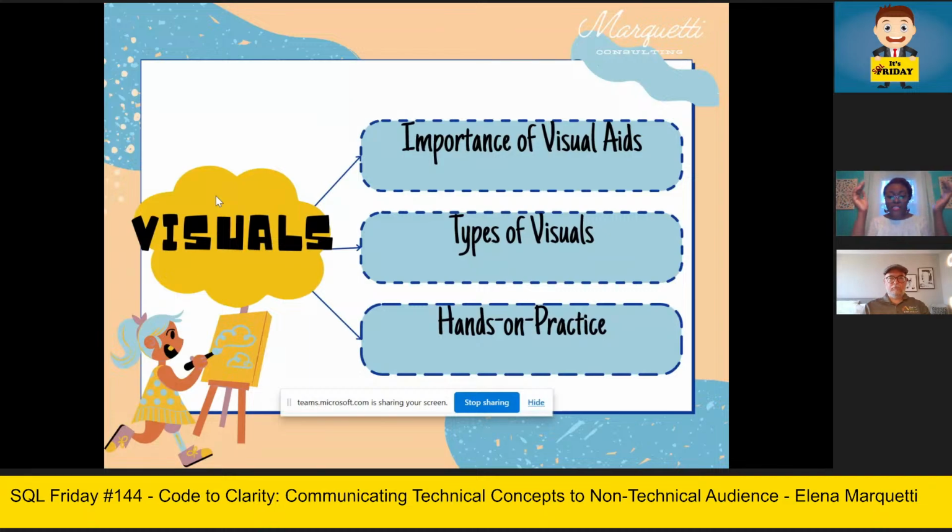Visuals transcend language barriers. Magnus, I'm going to call on you again. Can you think of something that if we all saw it, regardless of language, we would probably know what it was?